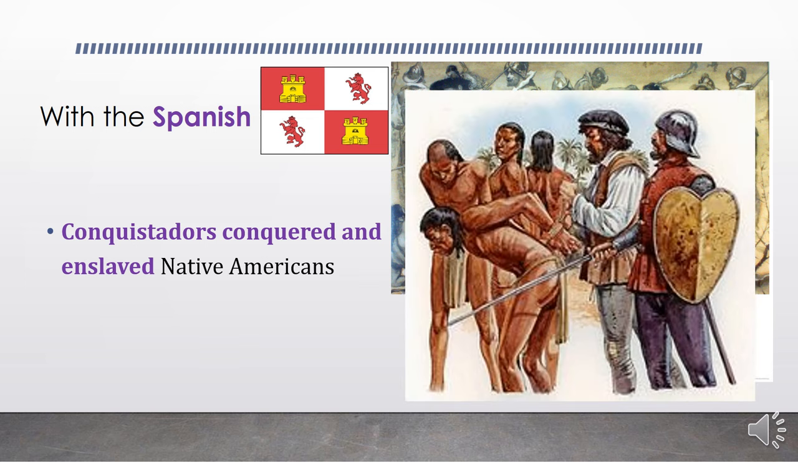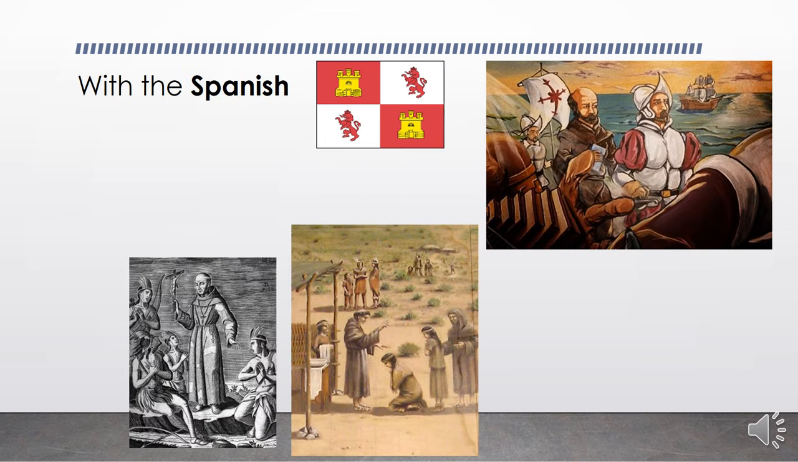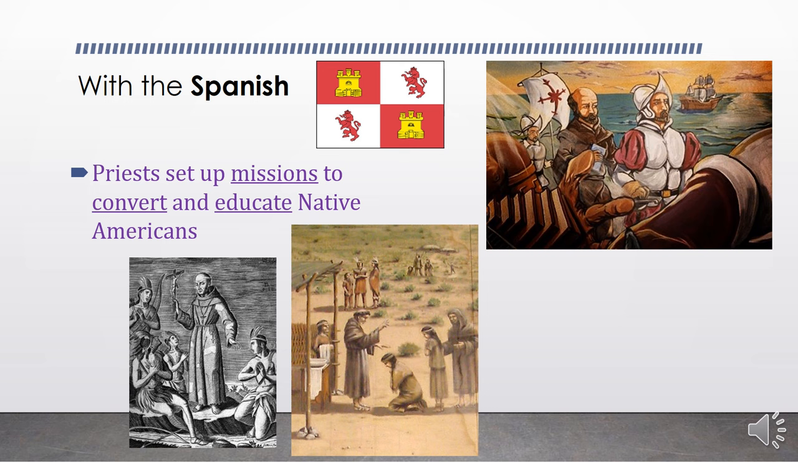Now, the Spanish also enslaved the Native Americans, made them their slaves when they would conquer a certain village or town. And those Native Americans were enslaved. Now with the Spanish as well, they came also with Catholic priests. The Spanish were very religious, and the priests had come along with them for the purpose of setting up missions to convert and educate Native Americans.